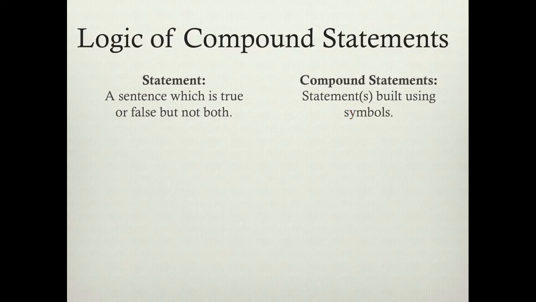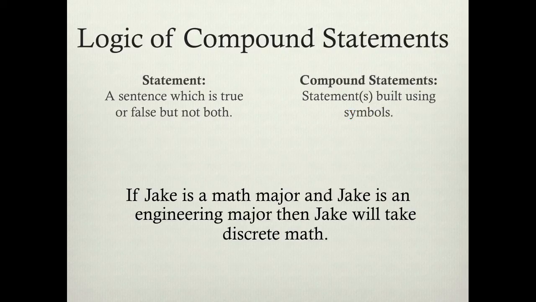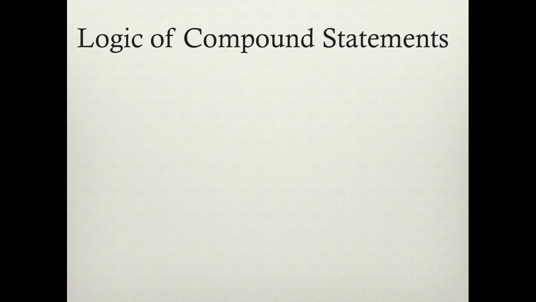Once we understand this, we can build compound statements, and we can build these statements using symbols. Let's look at an example. If Jake is a math major, and Jake is an engineering major, then Jake will take discrete math. We might see this as a basic sentence that we use in our everyday lives. But what this actually is, is an argument.